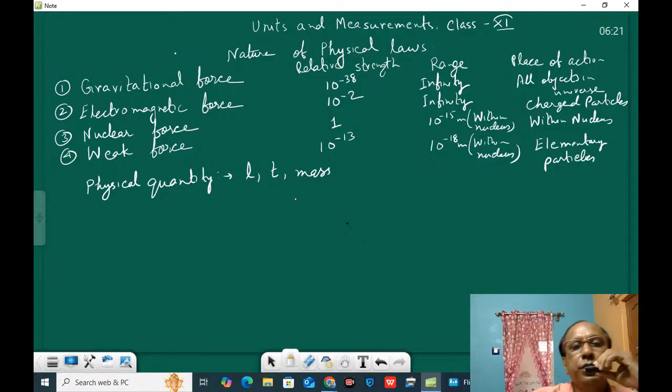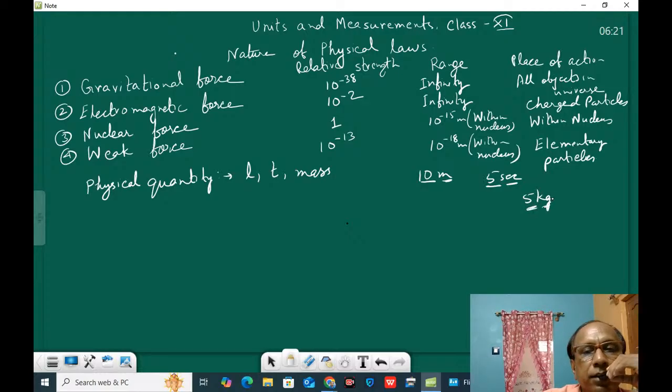Now we learn about units of measurement. There is importance of units also. Length can be written as 10 meter: this is the numerical value, and meter is the unit of that quantity. For time, I write 5 seconds, where 5 is the numerical value and second is the unit. For mass, it is 5 kg, where kg is the unit of mass.